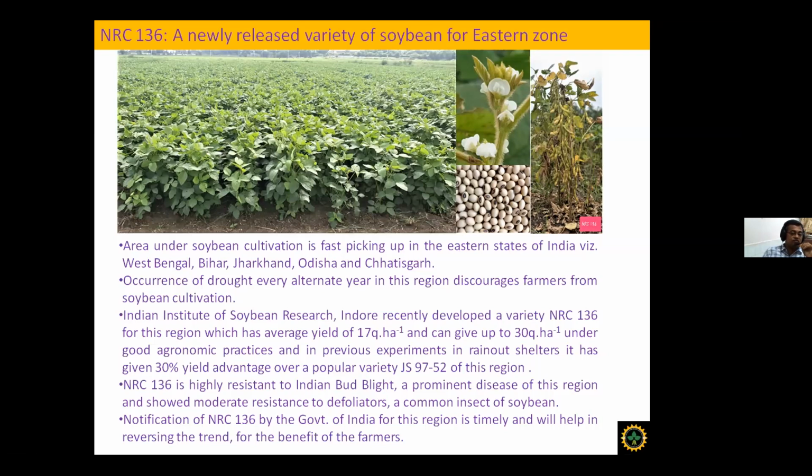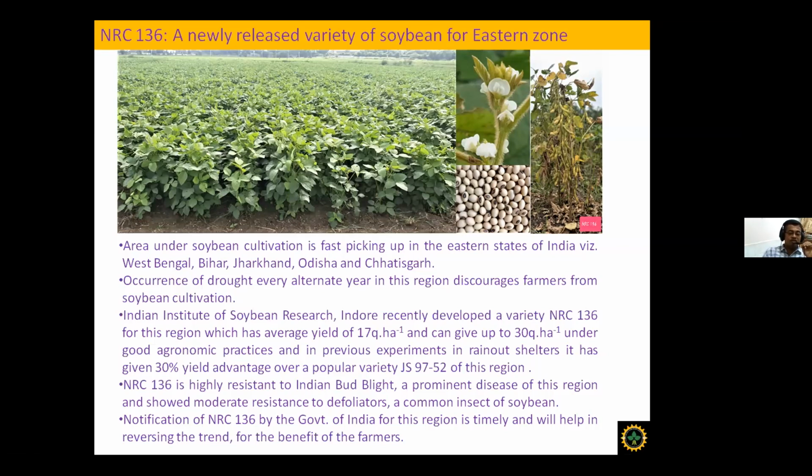The Indian Institute of Soybean Research, Indore, recently developed a variety, NRC 136, for this region, which has an average yield of 17 quintals per hectare and can give up to 30 quintals per hectare under good agronomic management practices. In previous experiments in rain-out shelter, it has given a 30% yield advantage over a popular variety in this region, JS 97-52. NRC 136 is also highly resistant to Indian bud blight.